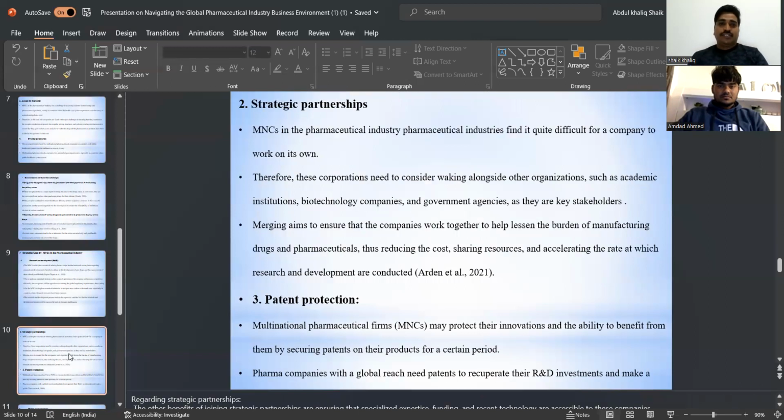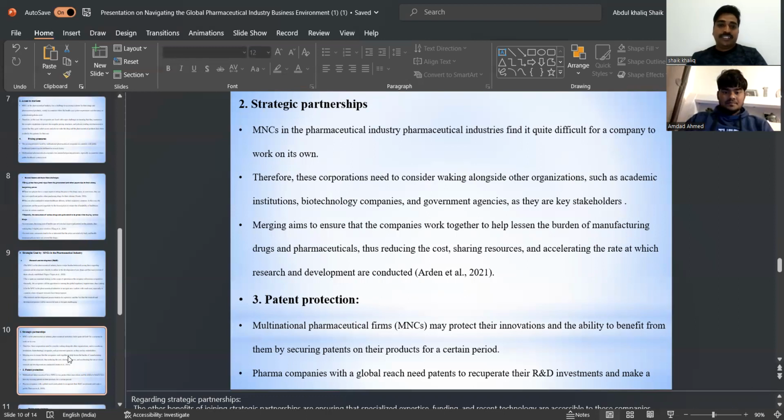Second one, the strategic partnership. MNCs in the pharmaceutical industries find it quite difficult to work on their own. Therefore, these corporations need to consider working with other sides, such as academic institutes, biotechnology companies, and government agencies as their key stakeholders. This aims to ensure that companies work together to help lessen the burden of manufacturing, thus reducing the cost, sharing resources, and accelerating the rate at which research and development are conducted.